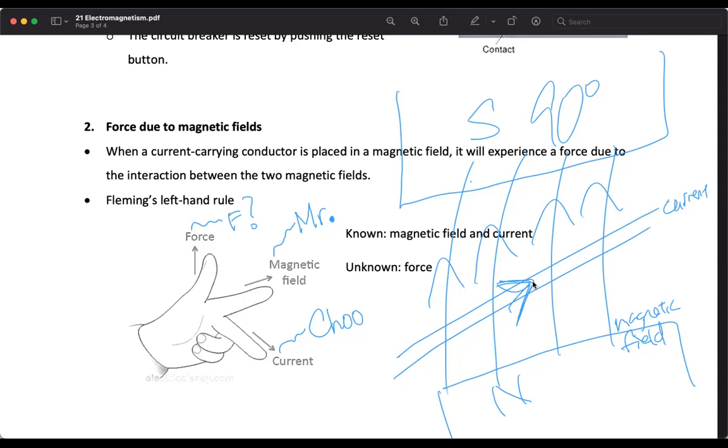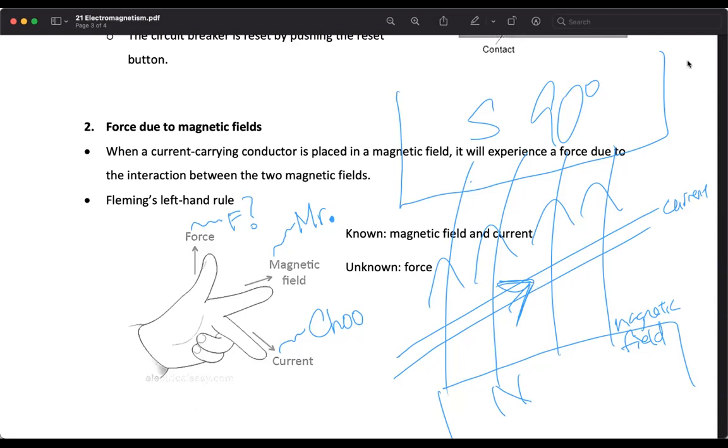Okay, if you use the Fleming left-hand rule, F is the thumb, right? M is your magnetic field. You point it from down to up. Your current points from left to right. Your thumb will be pointing towards you. So the wire will actually move out of the page towards you.